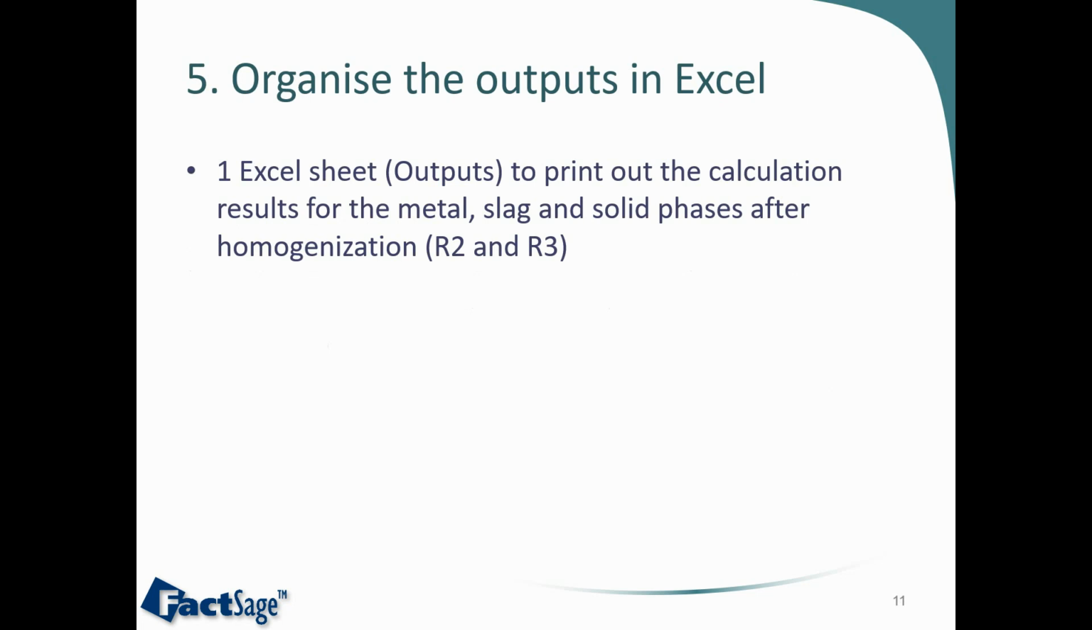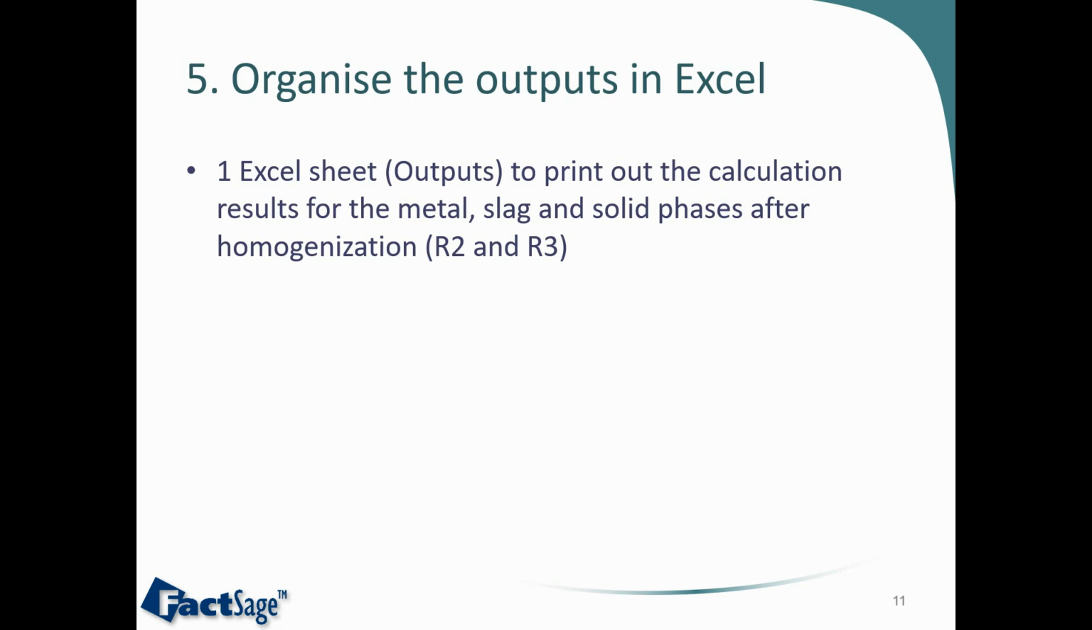So we want to have a separate worksheet to print out the results of each phase. So we want the hot metal, the liquid slag, and the solid phases after the homogenization reaction, which is reaction 2 and reaction 3. So we are not interested in actually the reaction 1, which is like intermediate. One row will correspond to the results at one time step, and the first row in the worksheet should contain the column headers.